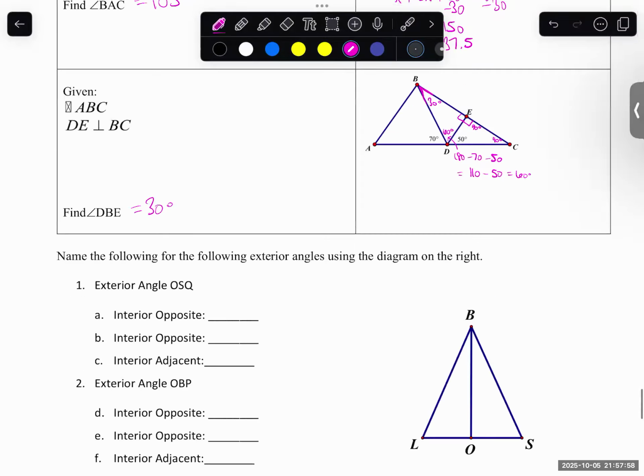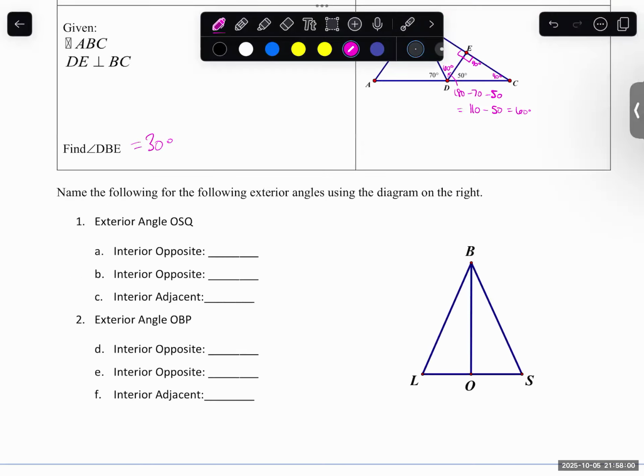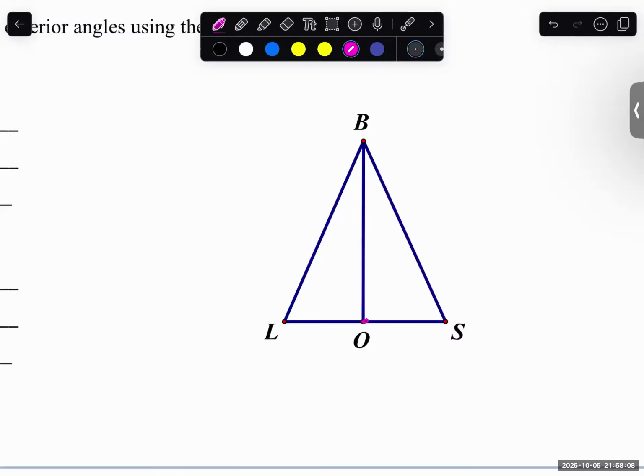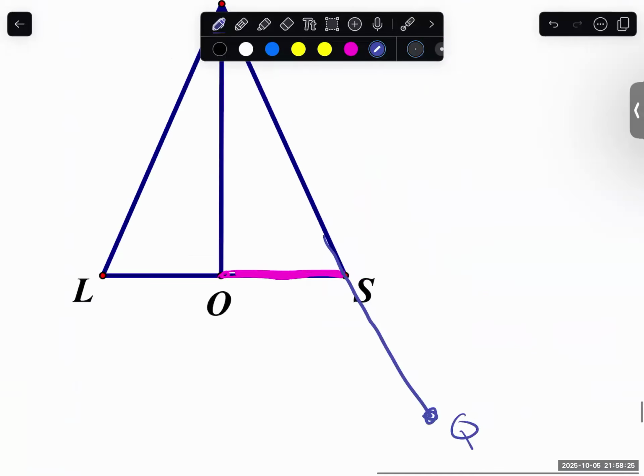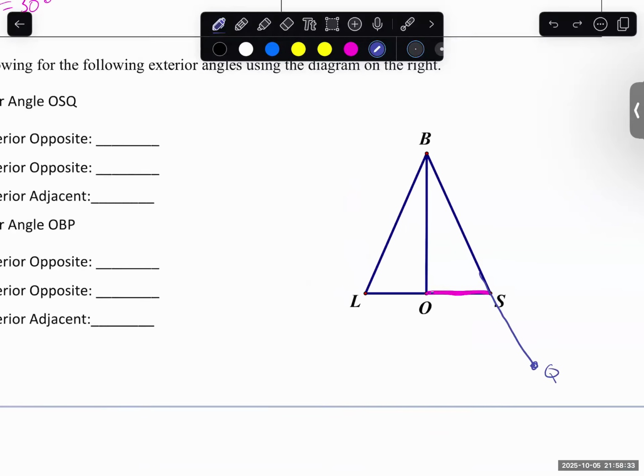Great. All right, now name the following exterior angles using the diagram on the right. So exterior angle OSQ. Now here's what you have to do. You have to start at O, go to S, and then you look at the other side that we don't have. So you have this part. So that means we're looking at this. You want to go to this and follow the direction that it's going in. So then the angle is going to be there. OSQ would be here. Again, you do the first direction it tells you to go, O to S, and then look at the other side and follow that direction it wants you to go.